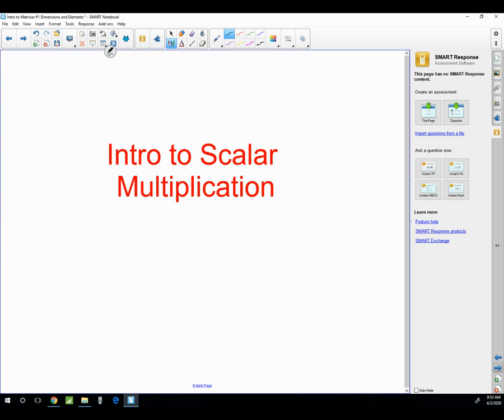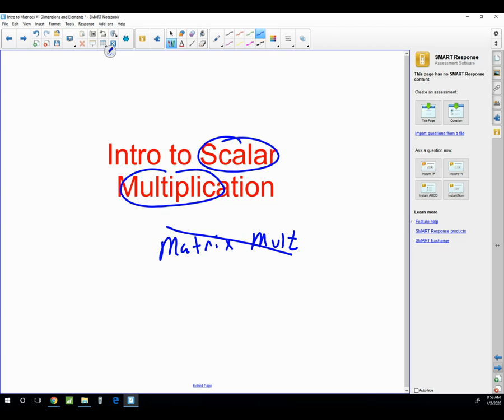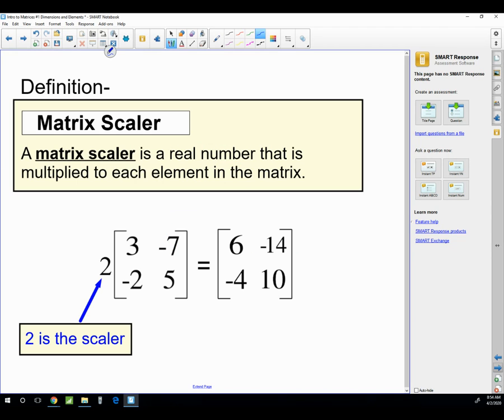Okay, look, there is matrix multiplication, which we're not doing today. That will be its own video. And then there is scalar multiplication. So what's a scalar? Here's a scalar. It's a real number that is multiplied to each element in the matrix. Very, very simple. If you want to call this the distributive property, call it whatever you want. It's not. It's scalar multiplication.